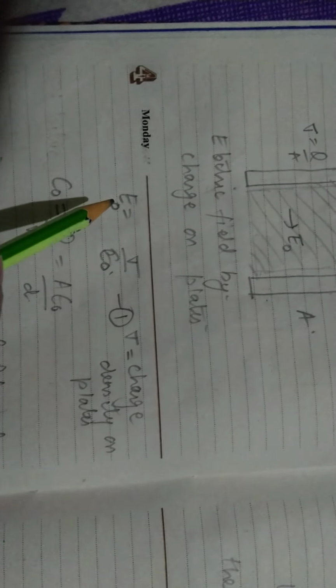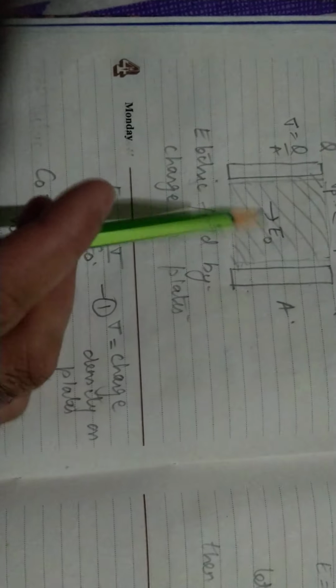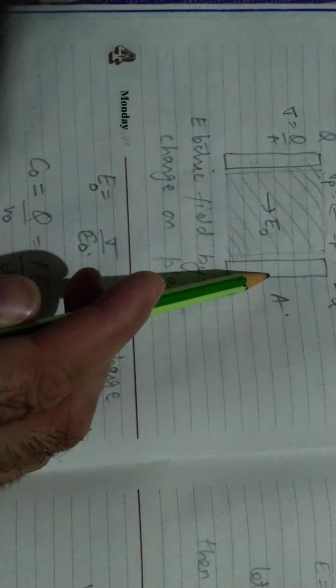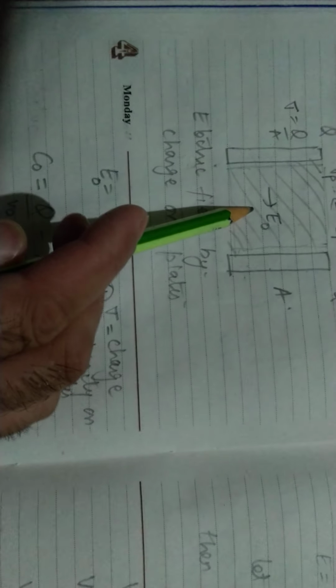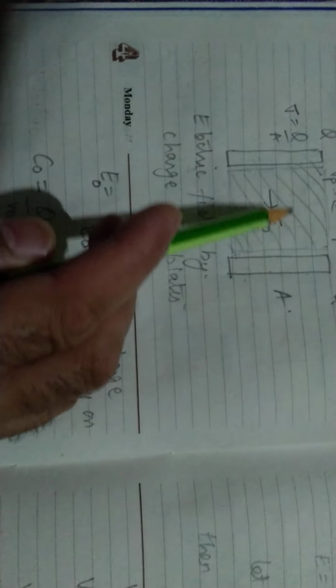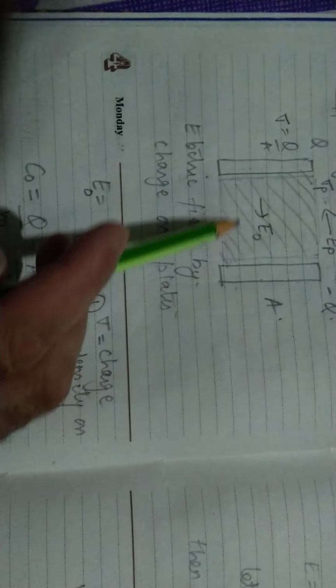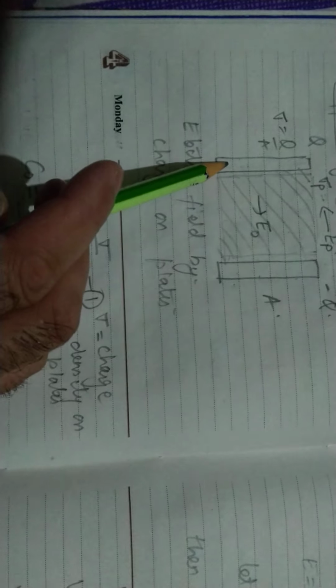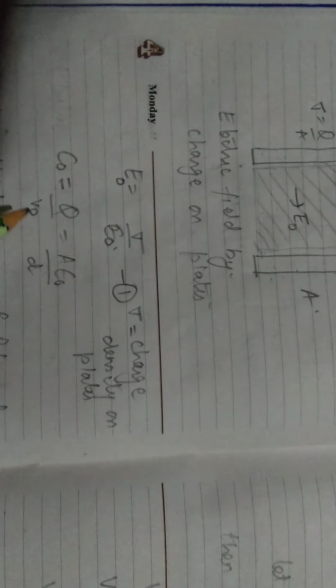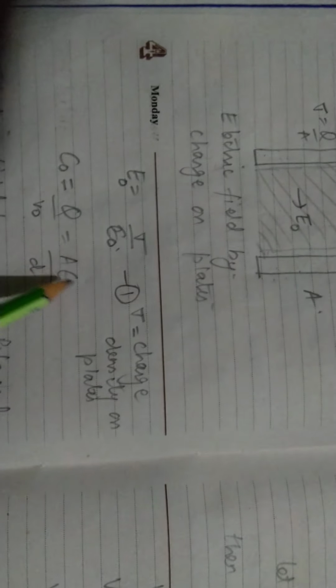Now C naught is the capacitance of this parallel plate capacitor without the dielectric. When the dielectric is not there, the capacitance is C naught, which is the charge on the plate divided by the potential V naught, and that we know will be A epsilon naught over D.